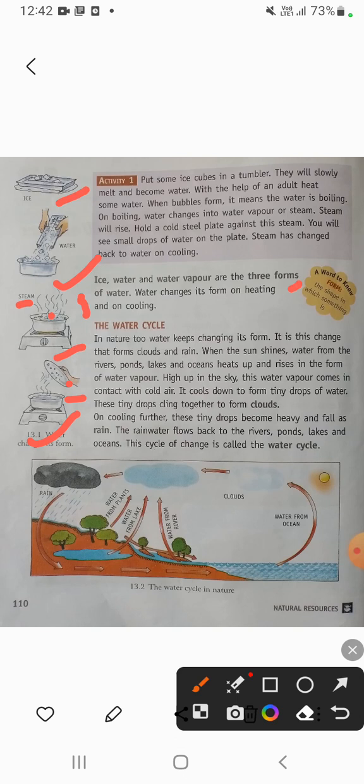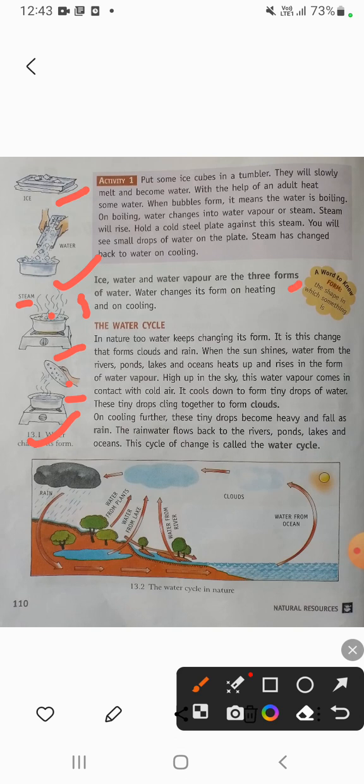Okay, so students, what happens when water is cooled? To know this, fill up an ice tray with water and keep it in the freezer. After some time, the water will change into ice. Now take the ice tray out of the freezer and again leave it for some time. It is warm outside the refrigerator, and the ice in the tray will soon change into water.